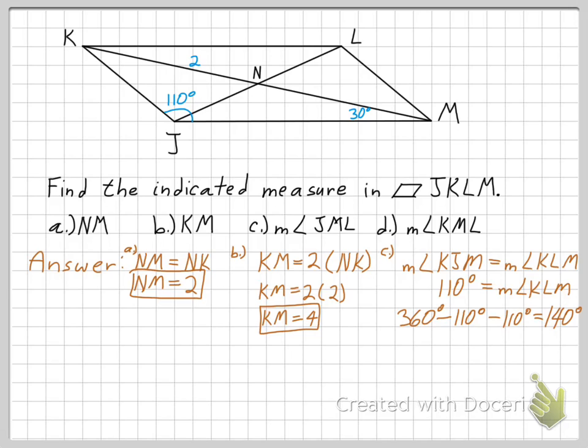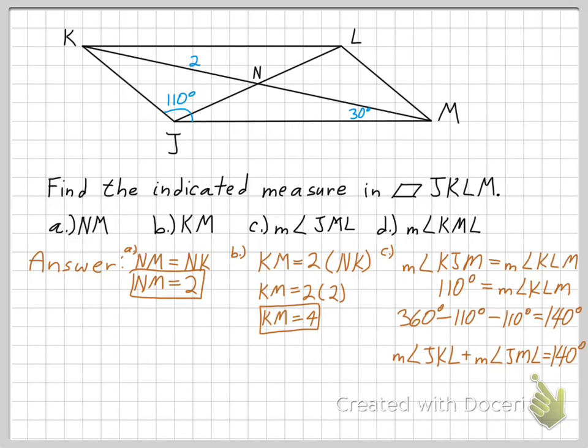Okay? And we know that the sum of the measures of the interior angles inside of this quadrilateral, right? It's a four-sided figure, so in a sense it's a 4-gon. 4 minus 2 is 2. 2 times 180 is 360. So we know the sum of the interior angles inside of this quadrilateral is 360. So we take the total, and we subtract this 110 and this 110, and we get that the two remaining angles must total 140 degrees. Okay? So the measure of angle JKL plus the measure of angle JML must be 140 degrees.